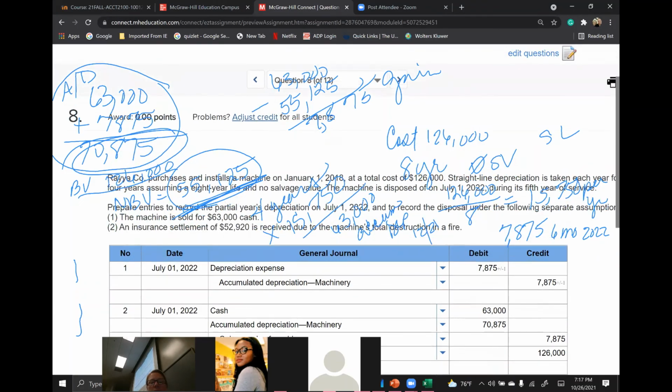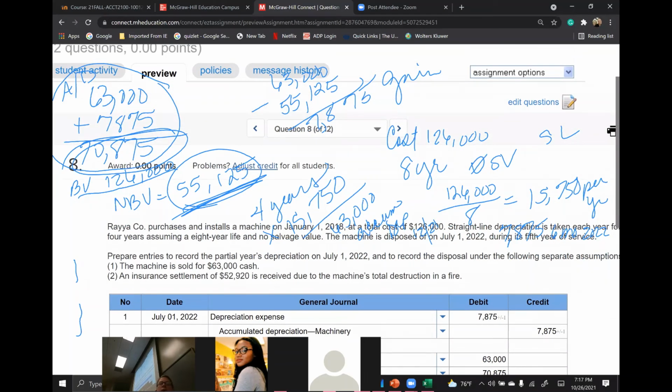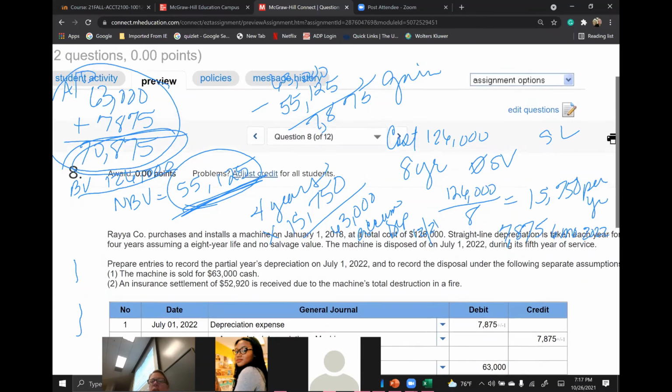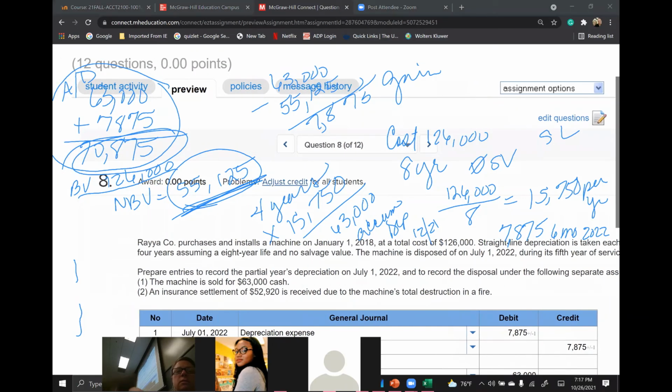All right, so let's look at this different scenario. So now instead of selling it, I'm getting an insurance settlement of $52,920. It's received due to the machine's total destruction in a fire. So I didn't sell it, I lost it in a fire. And the insurance company only gave me $52,920. Did I have a gain or a loss? We had a loss.